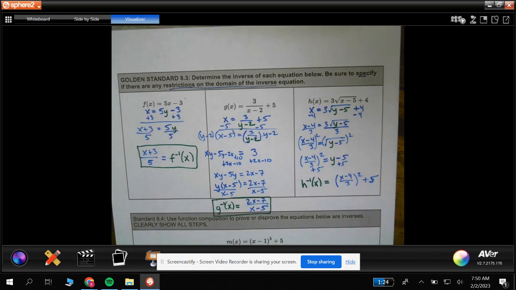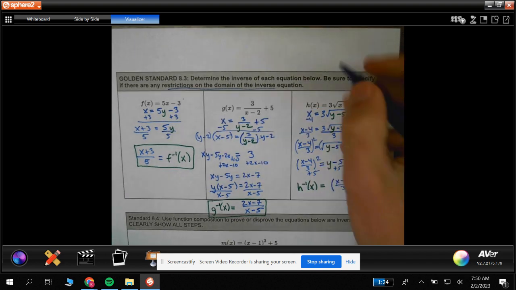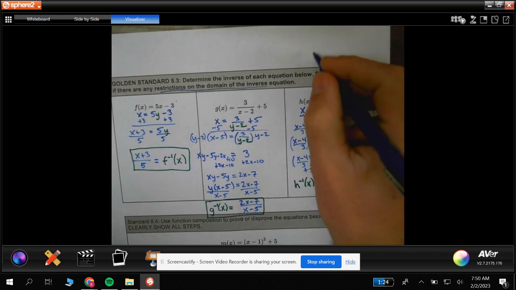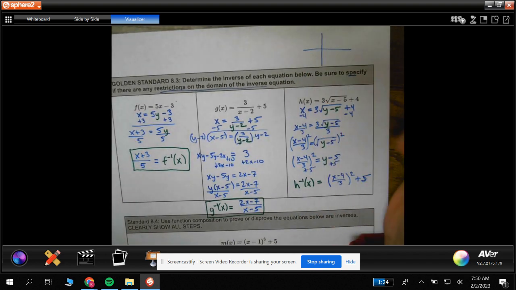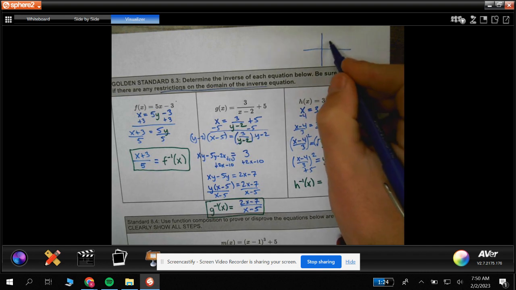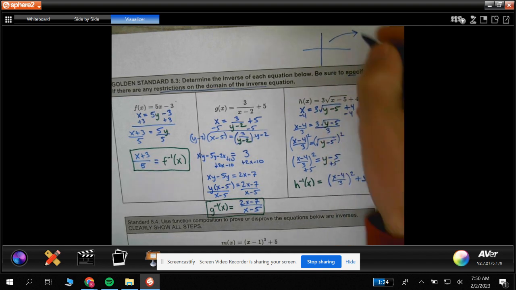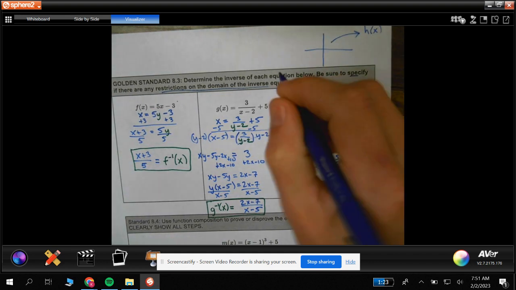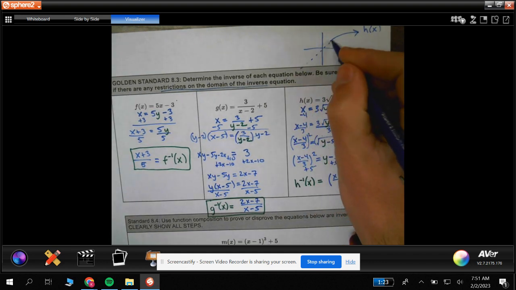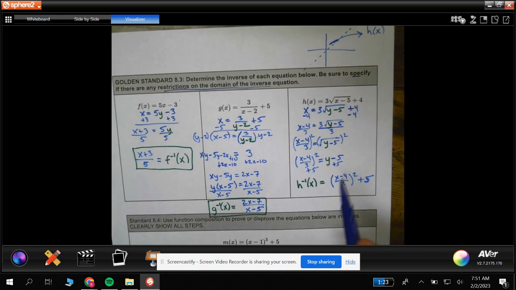Now, for this one, think about what happened here. We have a square root function. That square root function, our original h of x, looks something like that. Okay, so that's h of x. If we think about our line of reflection right there, this inverse h of x is a parabola.